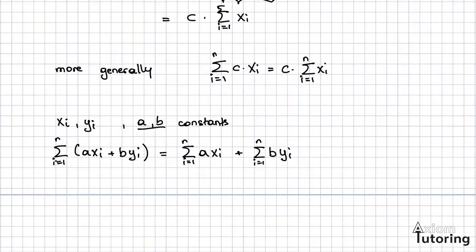For each of these elements, then we can apply the properties that we have just seen, which means a being a constant and b being a constant can simply jump right in front, and we can rewrite it simply as a times the sum of your xi, i from 1 to n, plus b times the sum i from 1 to n of yi.